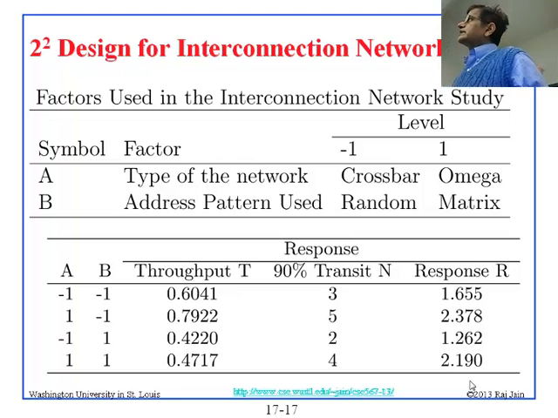In this case study, they wanted to study three different things. They wanted to study throughput, they wanted to study the 90% transit number, I forget what n is, but anyway, and then response time. And so these are the four measured values for throughput. This is for the 90% transit number, and then this is the response time. So they really have three different things going on right here. We could just do one of them and we will have a good example.